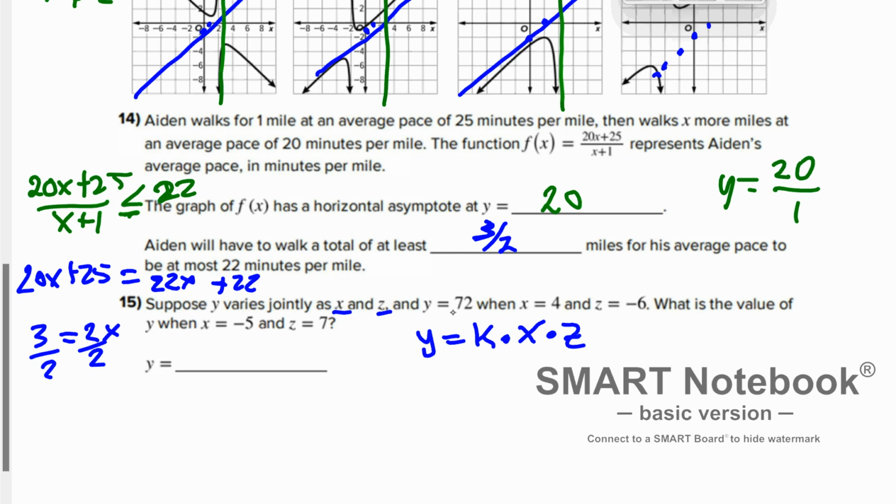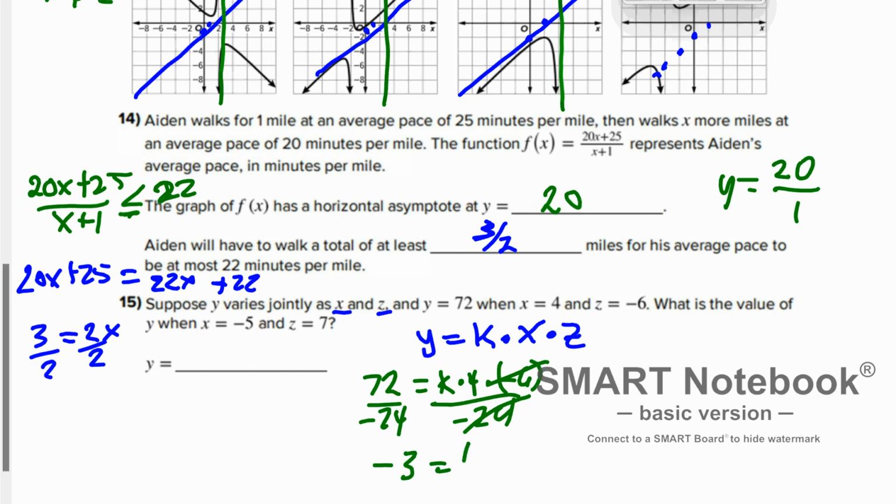So they say y equals 72 when x equals 4 and z equals -6. So then solving this for k, we can just divide by 4 times -6, which is just -24. And what is that? -3. So k equals -3. So I can write my equation y equals k, which is -3, times x and z.